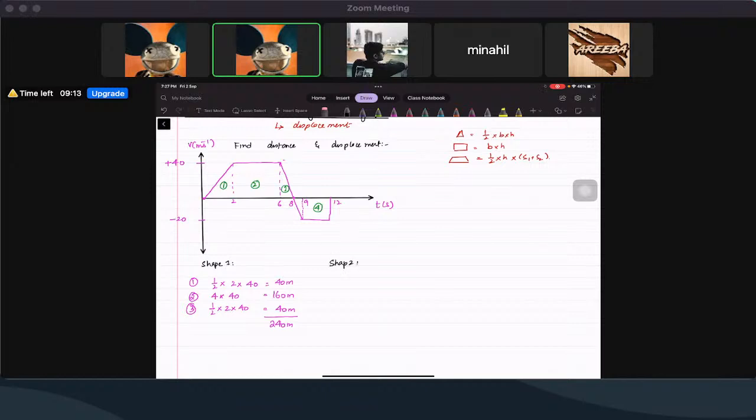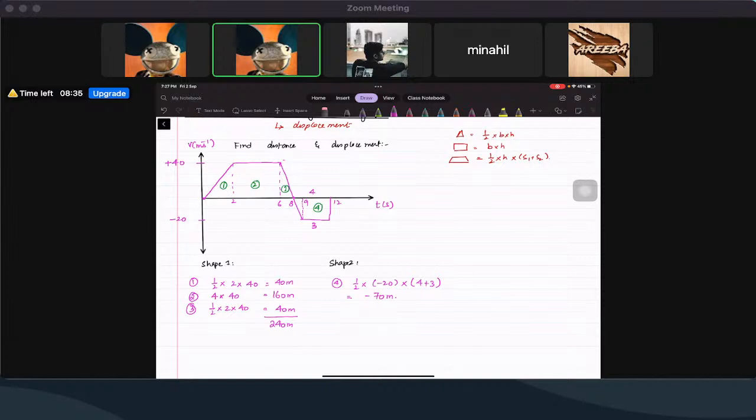Now let's look at shape 2. For shape 2, we can take it as a trapezium. This side is 3, since 9 minus 12 gives 3, and that would be 4. So for the trapezium, the fourth shape, I could write half times the height, which is minus 20, times 4 plus 3. So that's going to be minus 10 times 7, which is minus 70. Is it clear, everybody?